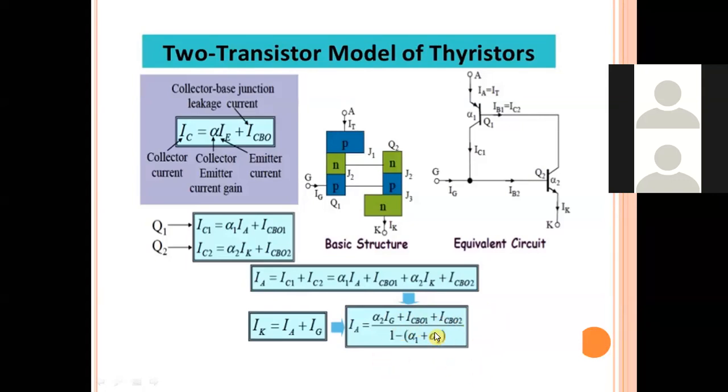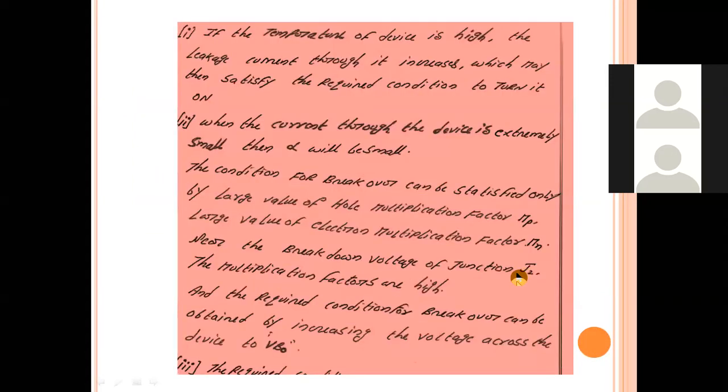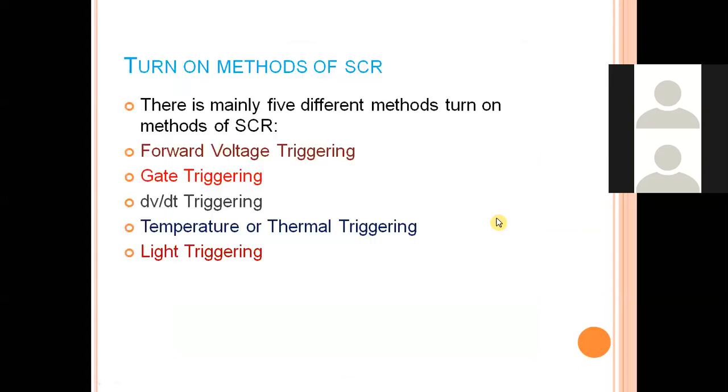Coming to the third consideration, that is the sum of alpha 1 plus alpha 2. Whenever alpha 1 plus alpha 2 is increased, either through the cascaded alpha 1 and alpha 2, or, if that is not possible, by increasing alpha 2, which is done by injecting a current here. As alpha 2 increases, alpha 1 plus alpha 2 increases, so ultimately the anode current increases, making the device conduct. So from these considerations, we derive the turn on methods for the SCR.